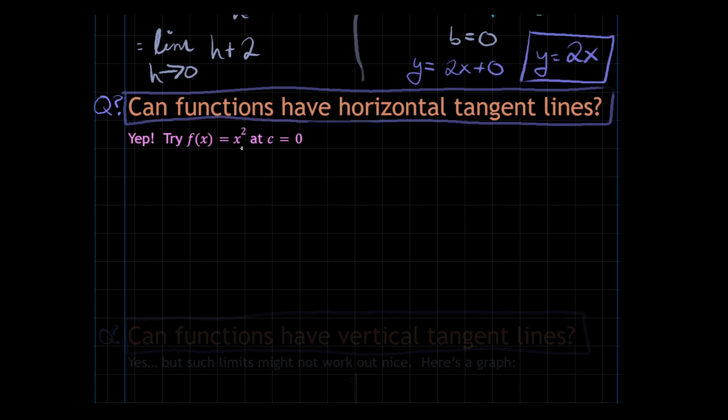Let's try f of x equals x squared at c equals 0. Let's visualize it first. X squared is your regular parent function parabola. When the x value is 0, the tangent line is actually just going to be the x-axis, which is the equation y equals 0. Okay, so hopefully that's what we're going to get.